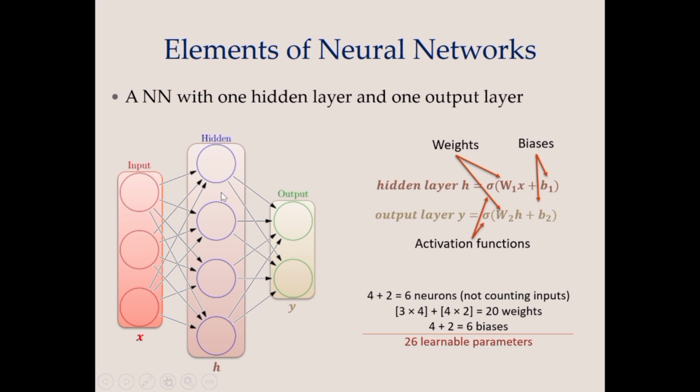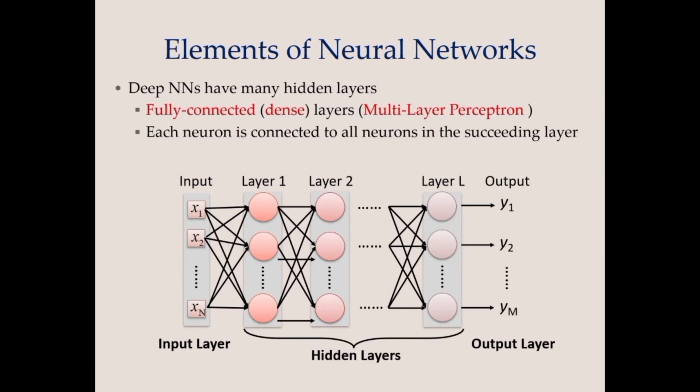Here is how we calculate the weights. Here it is 3, here it is 4. So 3 into 4 plus 4 into 2, input to hidden and hidden to output. So in total there are 20 weights, and the biases are calculated from 4 plus 2. Totally, the weights plus biases represent the learnable parameters.